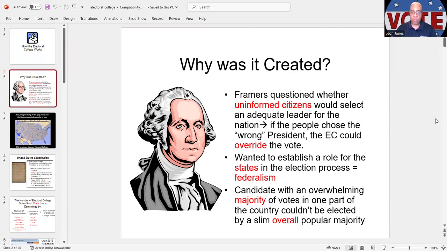Also, they wanted to establish a role for the states in the election process. That's known as federalism. Also, a candidate with an overwhelming majority of votes in one part of the country couldn't be elected by a slim overall popular majority.